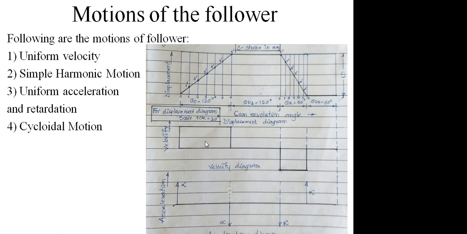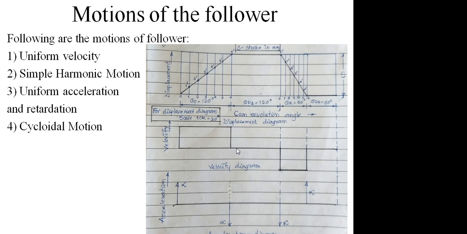Now this is the velocity diagram. As it is the velocity diagram when the follower moves with uniform velocity, you can see that the follower has to gain its maximum velocity within zero time. No time is there to get its maximum velocity. After getting the maximum velocity, it will become uniform, constant. So this is the velocity diagram for a follower during the outstroke.